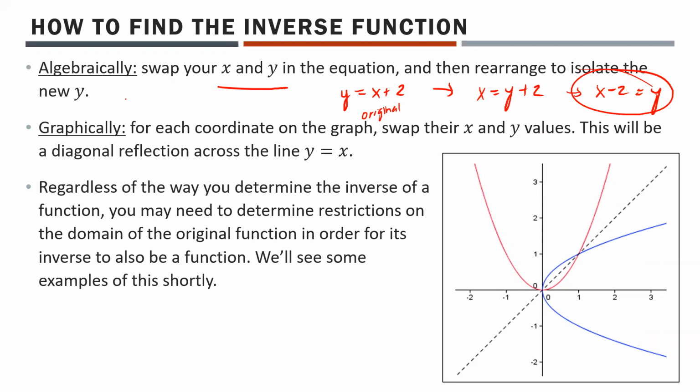Cool, right? Graphically, however, if you have an original graph, let's say this red graph is the original, you can just swap the x and y values. So for instance, on this graph, it looks like we have the point (-1, 1). Well, on the inverse graph it's going to be the point (1, -1). So this point moved here, right? You just swap your x and your y.